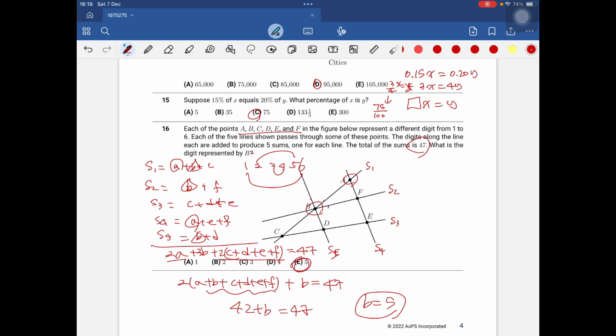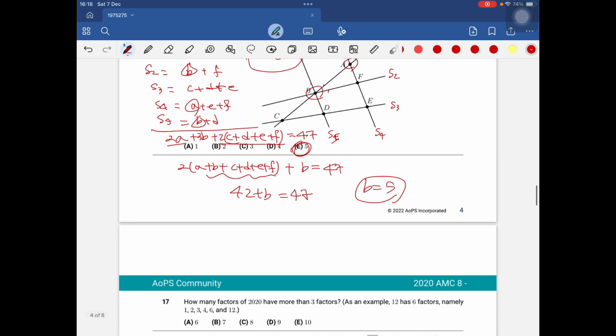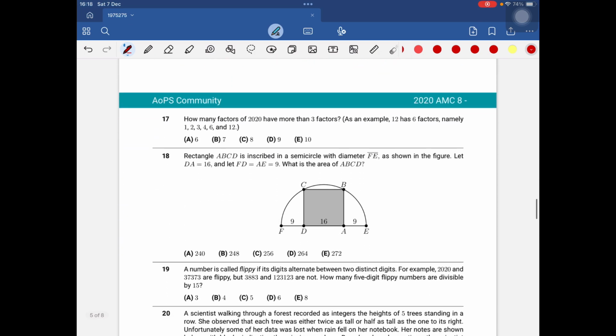Actually, we can tell what B is only. We cannot tell what the other numbers are.